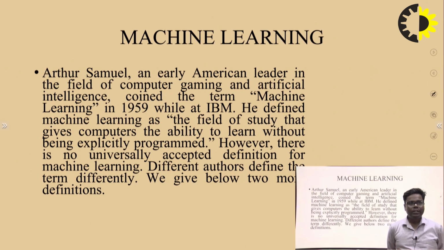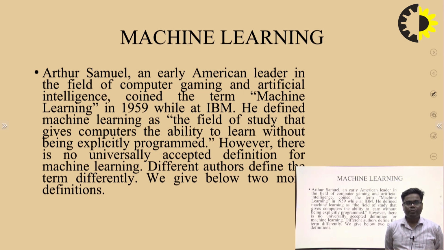The machine learning definition was first given by Arthur Samuel in the year 1959 at IBM. I am going to explain what he said. Arthur Samuel, an early American leader in the field of computer gaming and artificial intelligence, coined the term machine learning in 1959 while at IBM. He defined machine learning as the field of study that gives computers the ability to learn without being explicitly programmed.